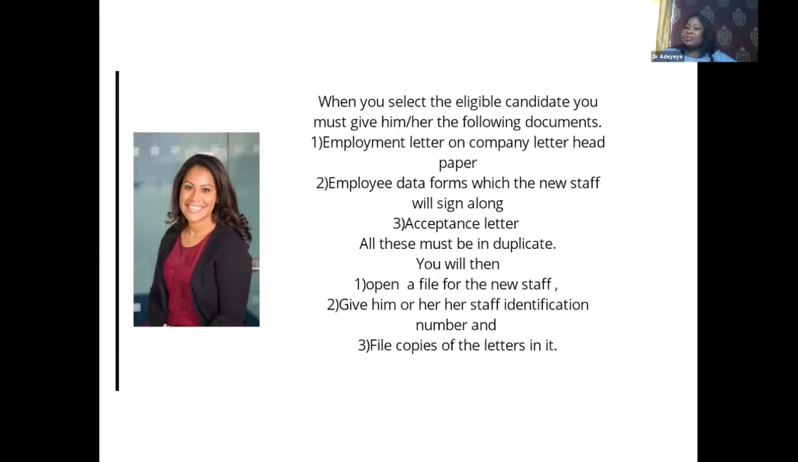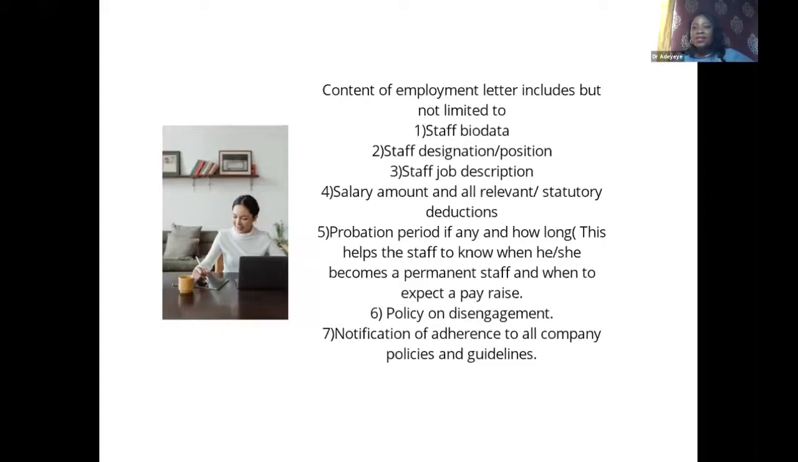Then give him or her a staff identification number or staff ID card. So let them have something unique that connects them to the company. Then file all the copies of these letters there. As we go on, you will understand the letter, you have to write some things there. So these are the kind of things you write in the employment letter.